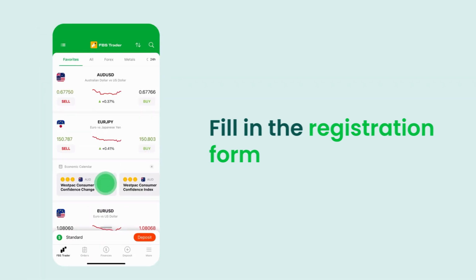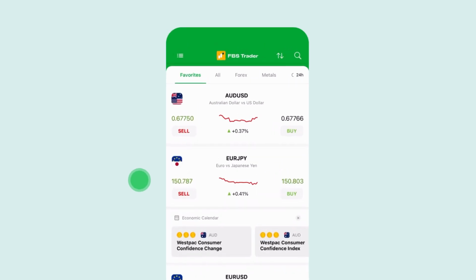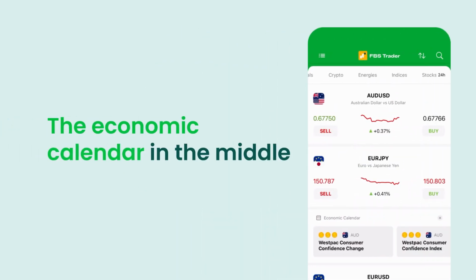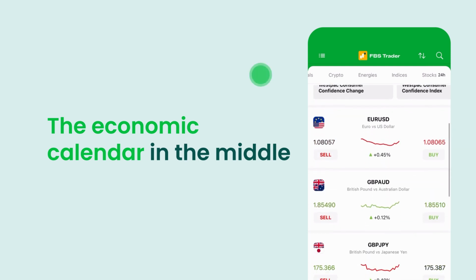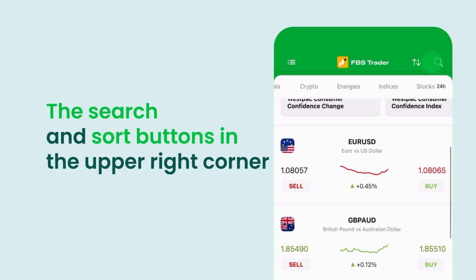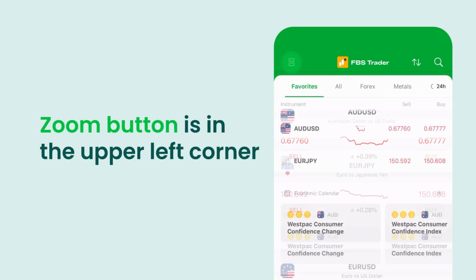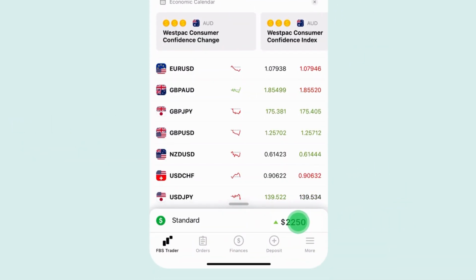Now that you have an account, let's begin with the main screen. The screen lists available instruments and displays the economic calendar in the middle. In the upper right corner, you'll find the Search and Sort buttons. Zoom button is in the upper left corner. In the bottom, you can check the type of trading account you use and see your current balance. The navigation buttons are here as well.